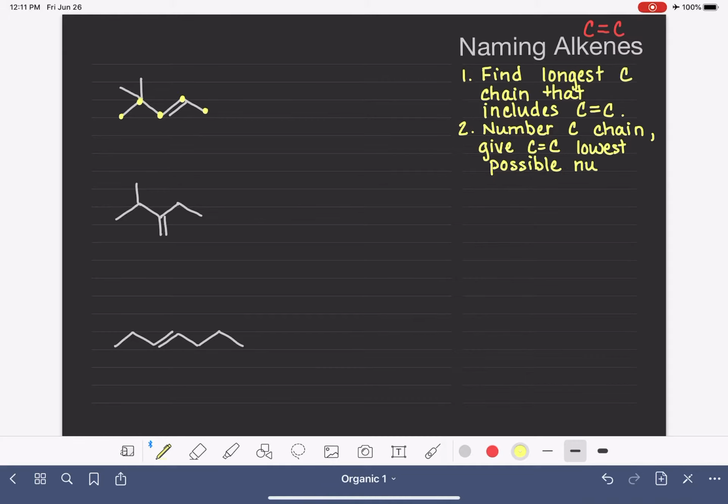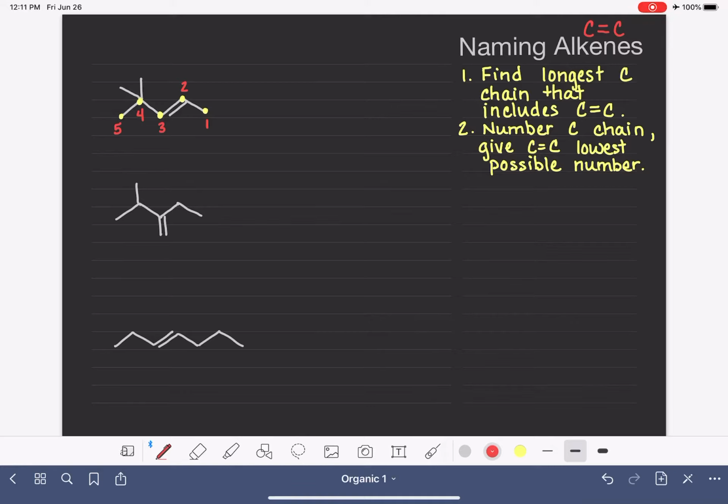And this usually means that we want to start numbering the carbon chain from the end of the molecule that is closest to the carbon-carbon double bond. So for this molecule, we want to start numbering it from the right-hand side so that the double bond starts at carbon number 2 and continues to carbon number 3. If we numbered the other way, the double bond would start at carbon 3 and go to carbon number 4.